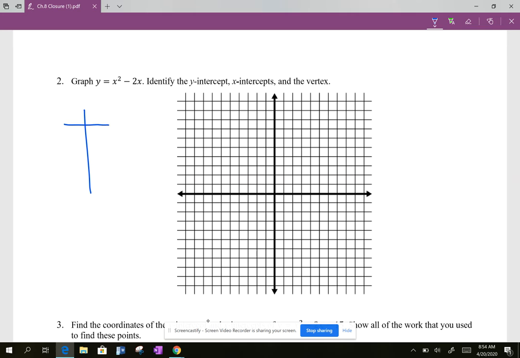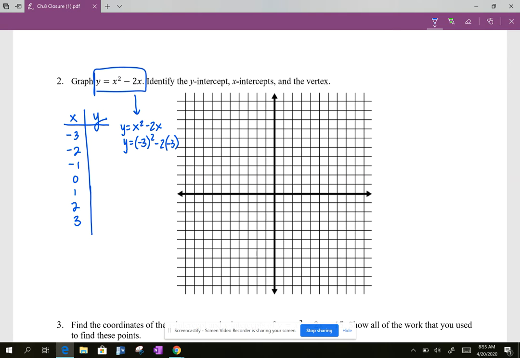You want to start creating points by making an xy table. In this case, maybe start from negative 3 and go all the way out to positive 3. The way that we get the y values is we take each x value and we plug it into the original equation. So for example, to get the y value that goes with negative 3 for x, we take y equals x squared minus 2x, and we plug in negative 3 for x. So negative 3 squared minus 2 times negative 3.